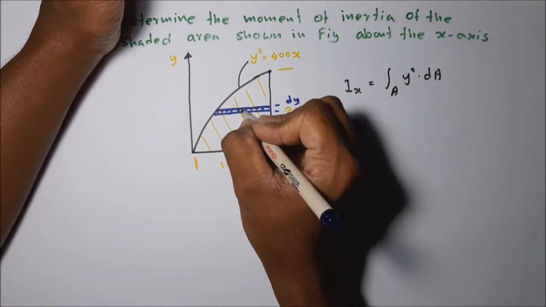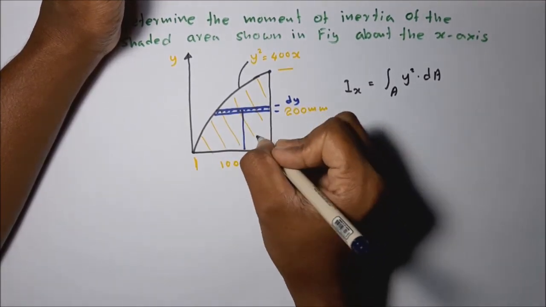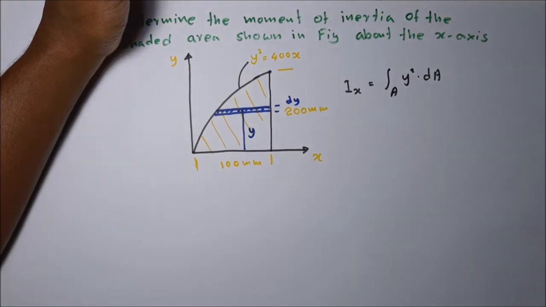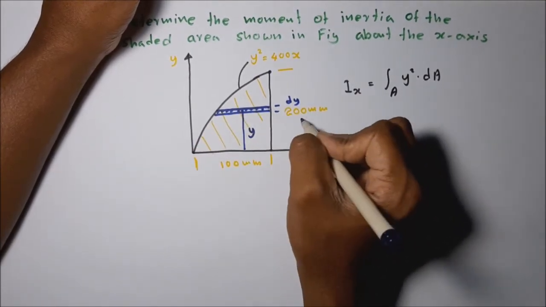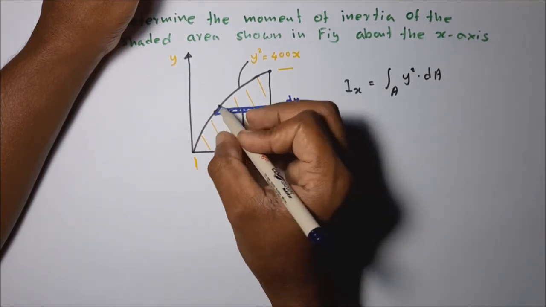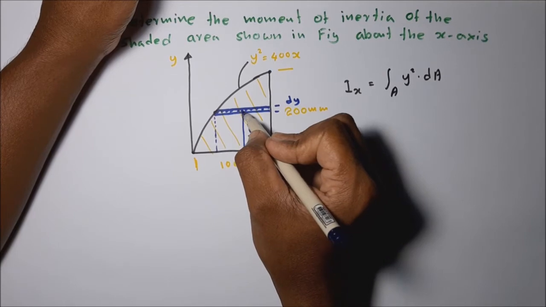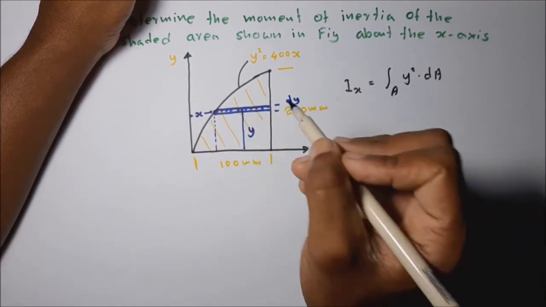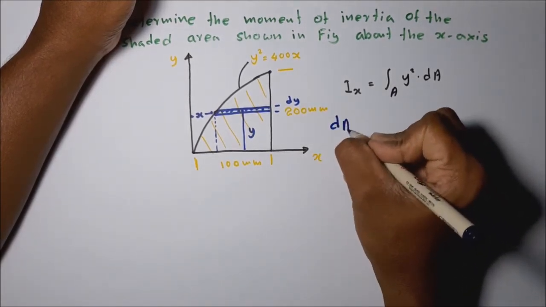Then the distance between the centroid point of this strip and the x-axis, let's take it as y. What is the length of this strip from this axis to this one? The 200 millimeter for this point. So at height y, this is the x value. At y, the x value, the strip length is 200 minus x, and then we can calculate dA in this way.